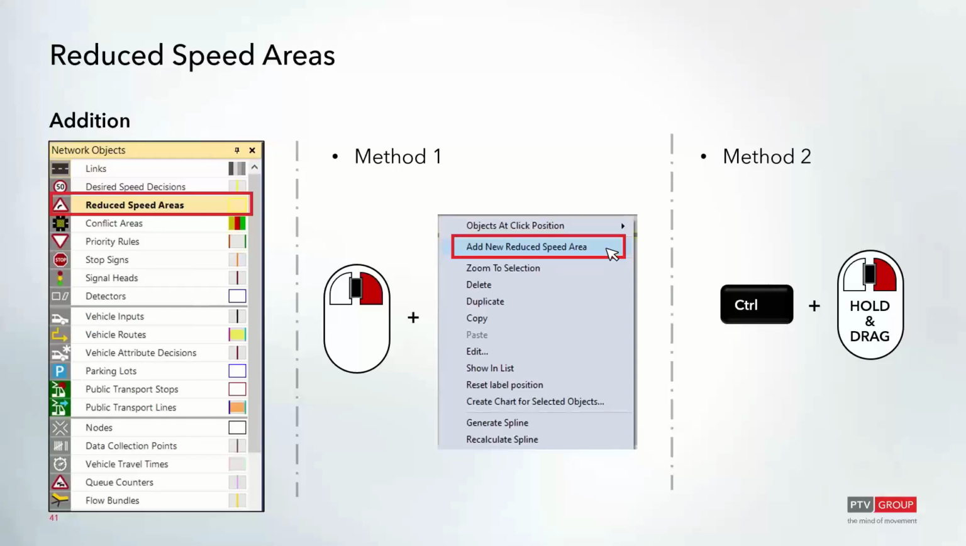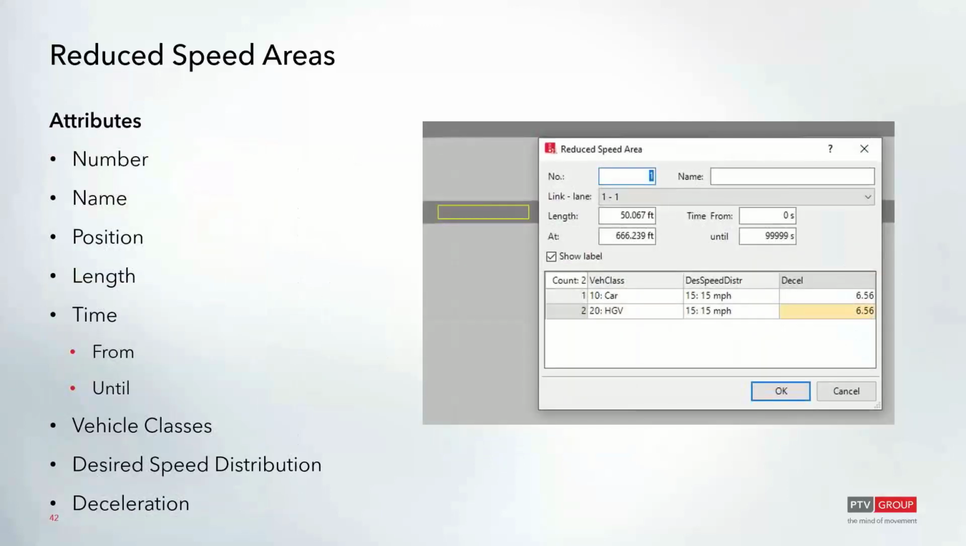Or you can also press Control and then click and drag with the right click in order to add that reduced speed area. And again, these reduced speed areas do have a length associated with them and are not just a point object. So that's why you hold the right click and then drag in order to create that length. And so here again is what those reduced speed areas look like. They're just a box with a desired length.